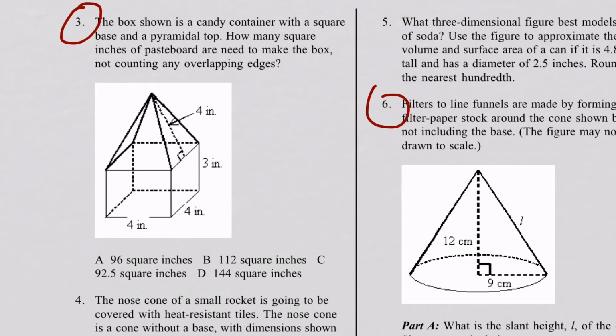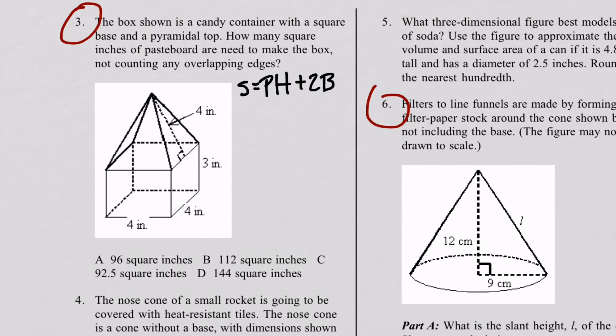Okay, now let's look at number 3. It says there's a box which is a candy container with a square base and a pyramidal top. How many square inches of pasteboard are needed to make the box, not counting any overlapping edges? So what I see here is a composite figure. The bottom portion, this part right here, is a rectangular prism. So my formula for that will be S equals PH plus 2B.